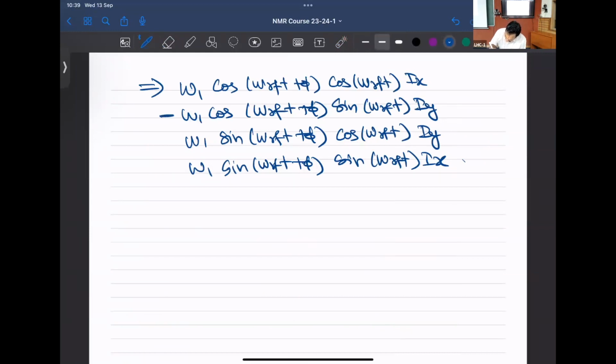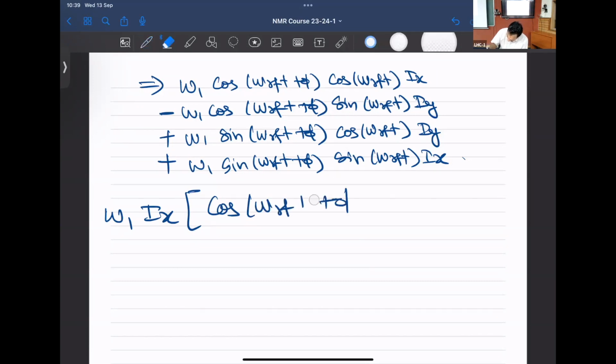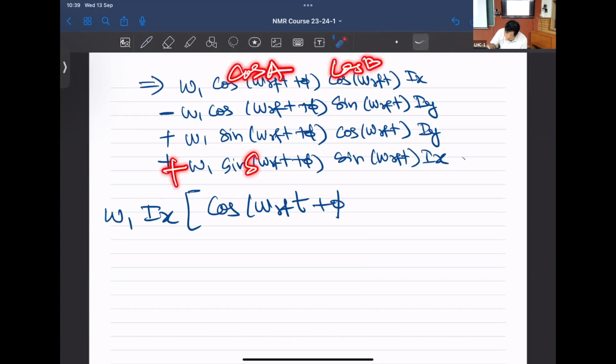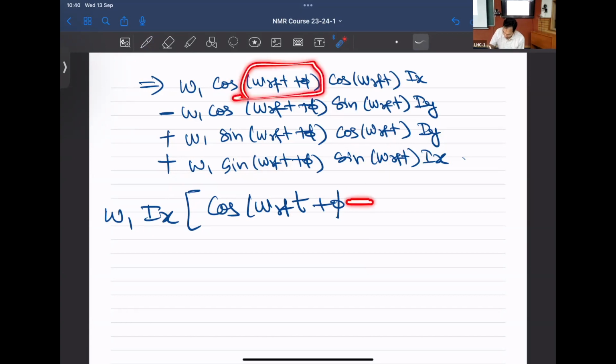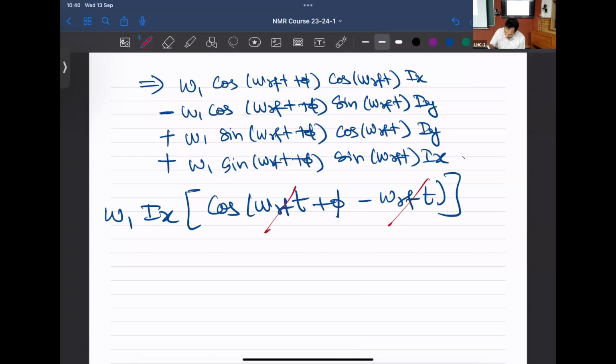This is going to be with a minus. This is going to be with a plus. If you take omega 1 Ix out, you have a cos of omega r of t plus phi, you have a cos A cos B plus sine A sine B. This is cos of A minus B. Omega r of t plus phi minus omega r of t. So therefore, immediately you see that the omega r of t gets cancelled with each other.